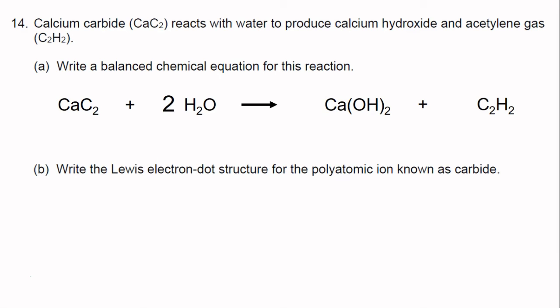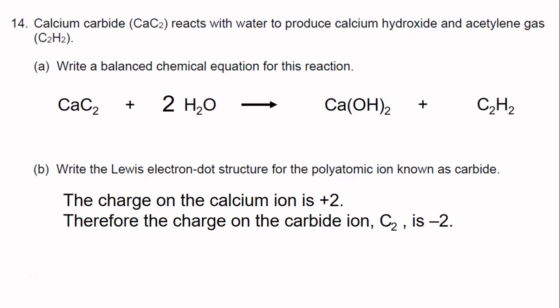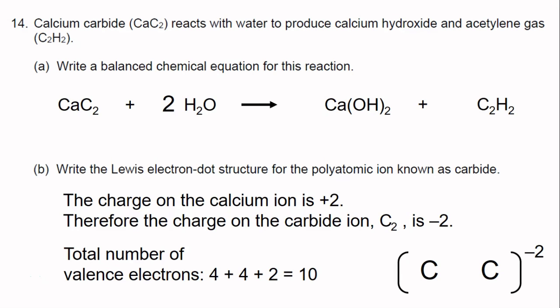We're going to write the Lewis electron dot structure for the polyatomic ion known as carbide. So the formula of calcium carbide is CaC2. That means that calcium is the cation with a charge of +2, and carbide, C2, is a polyatomic ion that has a charge of -2. There's 2 carbons. Each carbon has 4 valence electrons, but with 2 extra electrons for the -2 charge, we have 10 electrons to work with.